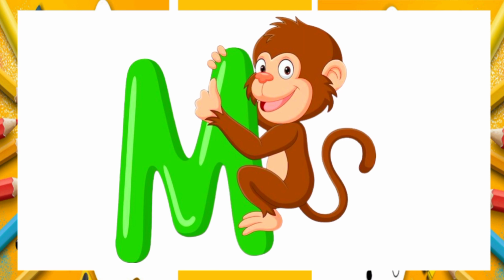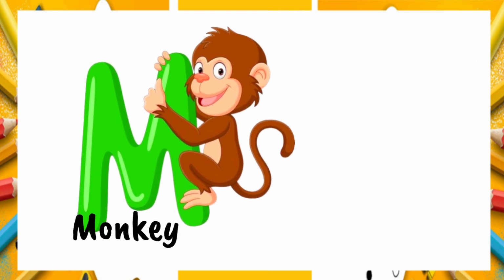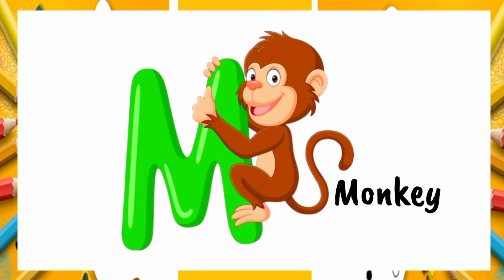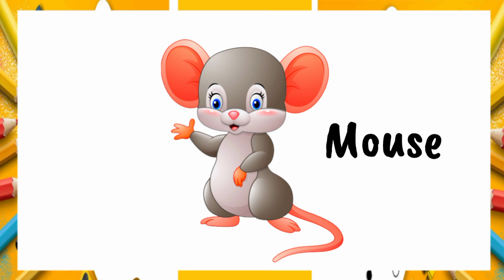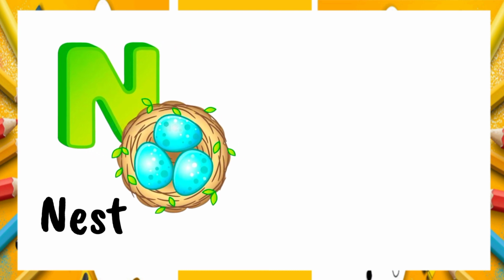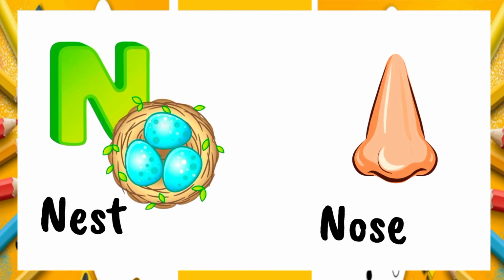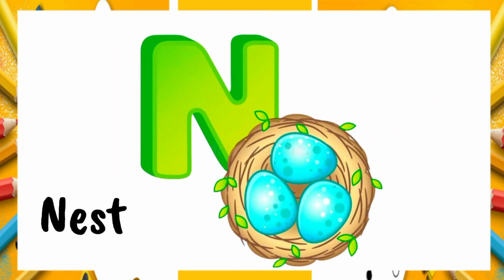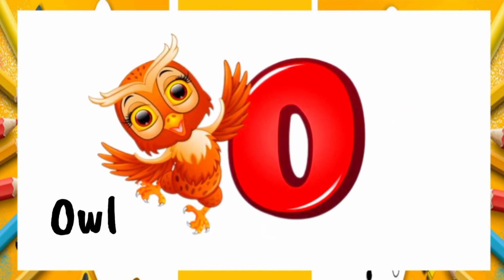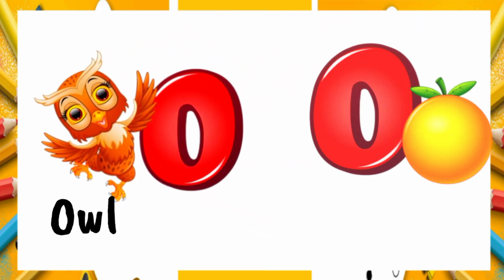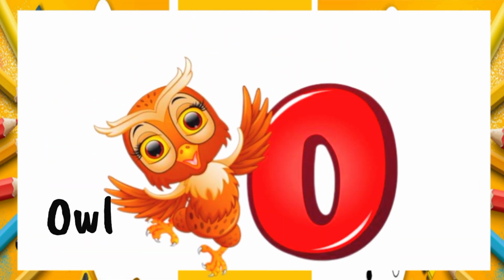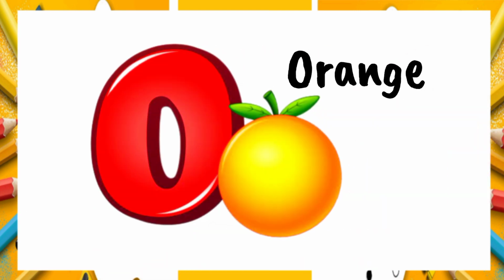M is for monkey, M is for monkey, M is for mouse, M is for mouse, ma ma monkey, ma ma mouse. N is for nest, N is for nest, N is for nose, N is for nose, na na nest, na na nose. O is for ox, O is for ox, O is for orange, O is for orange, o o ox, o orange.